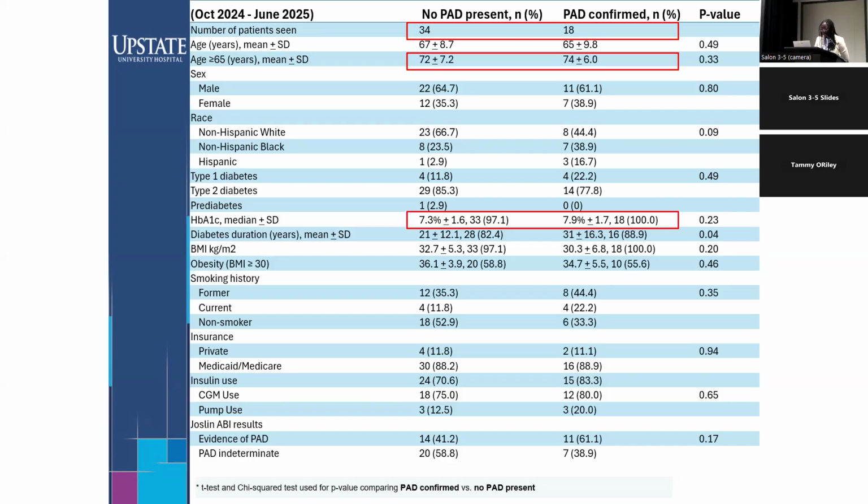The A1C value was 7.9% versus 7.3% for those that do not have PAD. And then mean diabetes duration in those that had PAD was 31 years versus 21 years with those that do not have PAD present. And that was statistically significant. And also, we had smoking history being more common in those that had PAD.